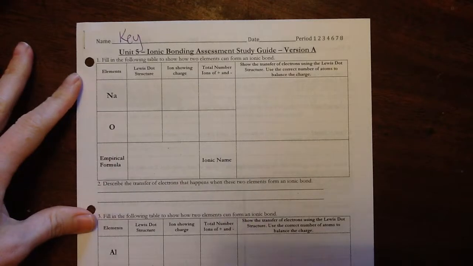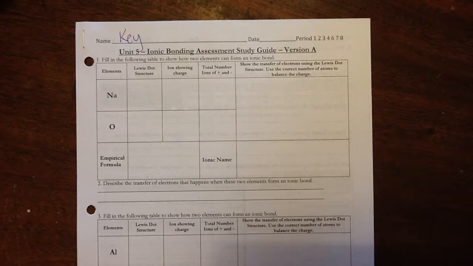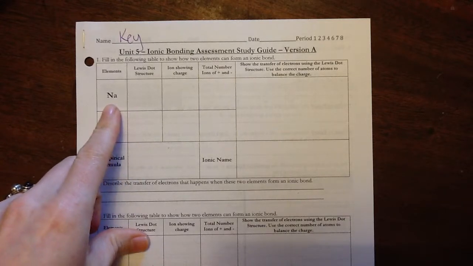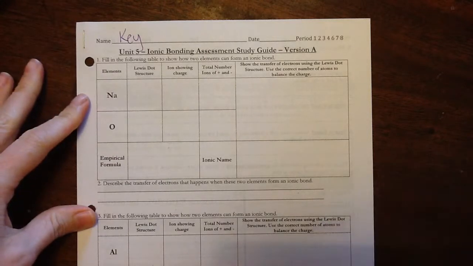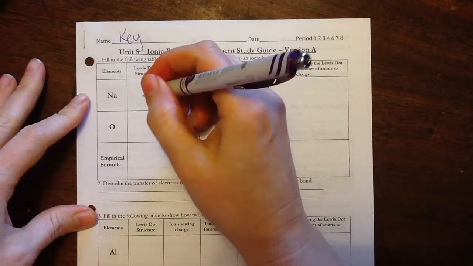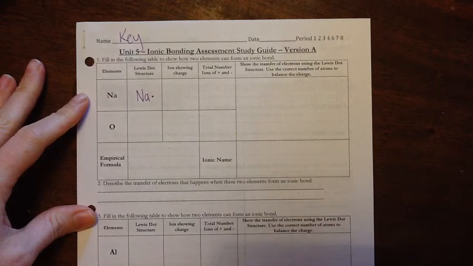So to start out, the first thing you need to do is to look at the Lewis structure of sodium. You find that on the periodic table. If you have your periodic table in front of you, first find sodium. Which column is it in? You know that it is in column 1, meaning group 1. That means it will have 1 valence electron.